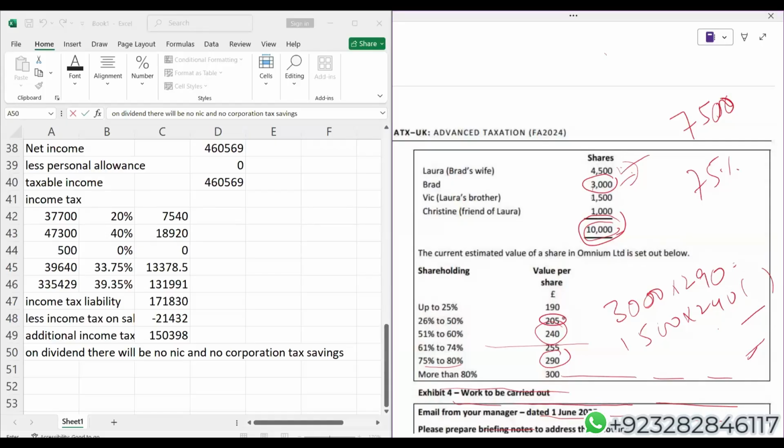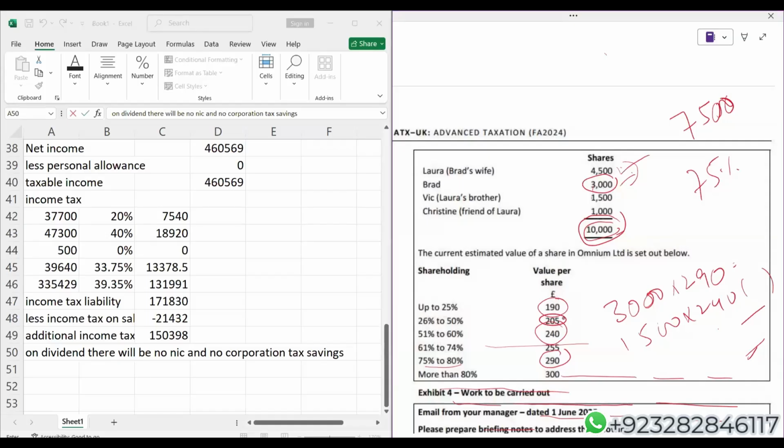After 1,500 shares are given as a gift, Broad will be left with only 1,500 shares. 1,500 divided by 10,000, the holding will be 15%. When the holding is 15% up to 25%, the share price is 190. What I want to say is, you have to show your examiner the calculation twice. One is with the related property rule, another is without it. Whichever gives the higher value will be accepted by HMRC.